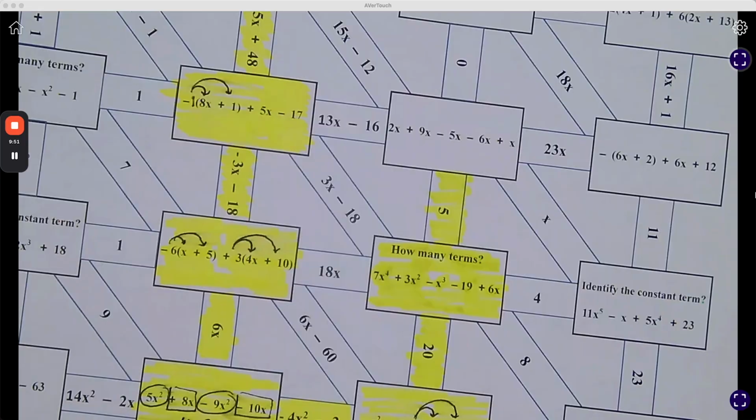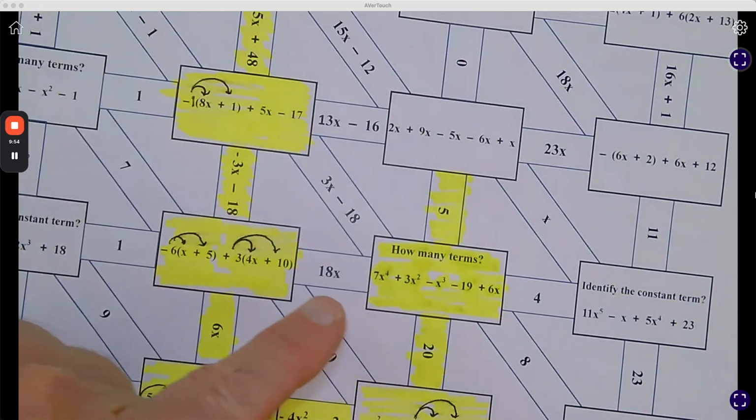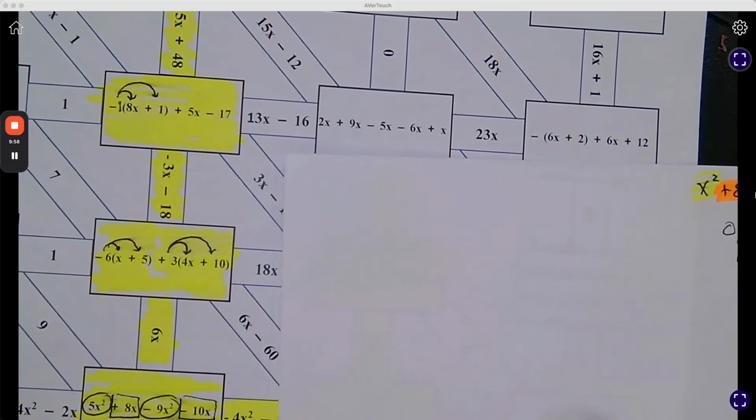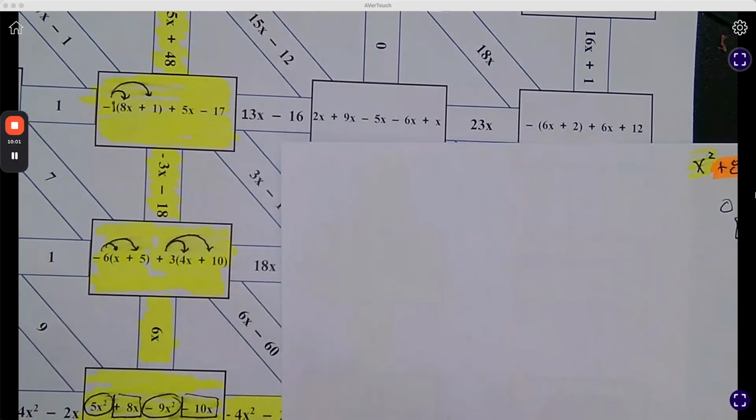Okay, we're back to combining like terms. I did like that question, though. That was a nice question. I hope you understood it, right? Just counting the number of terms. Terms are separated by addition and subtraction.